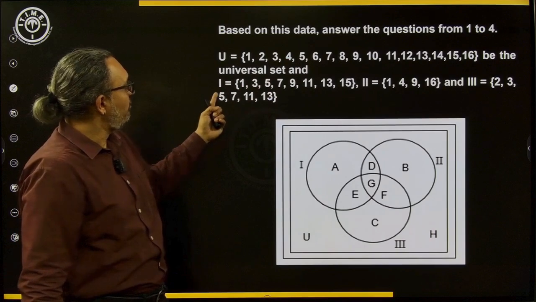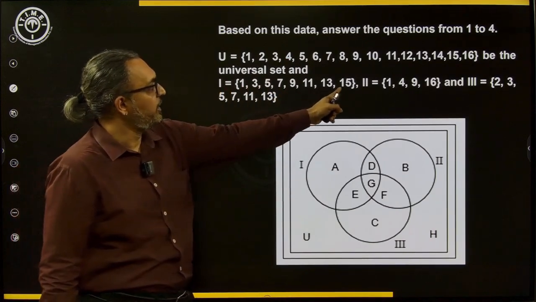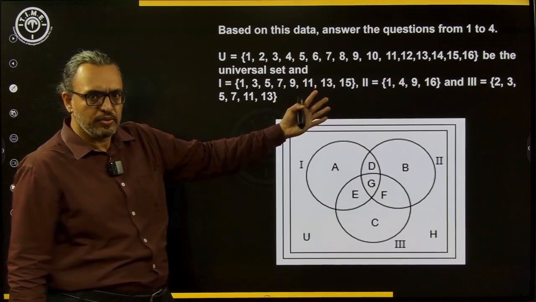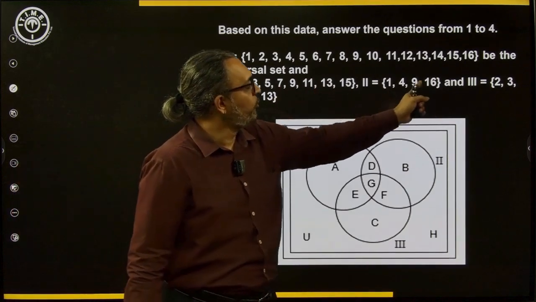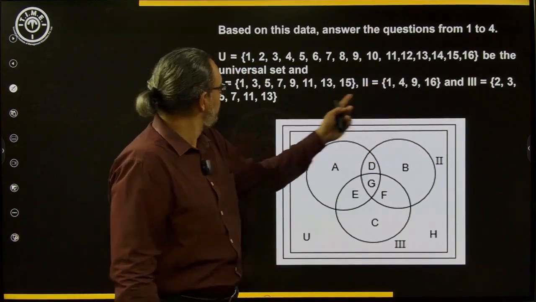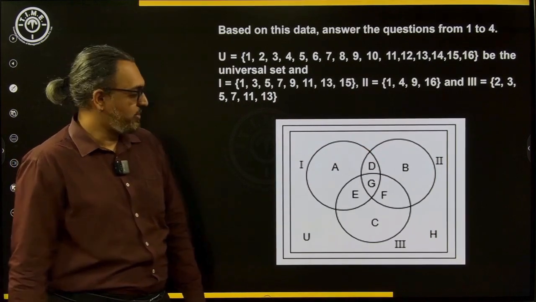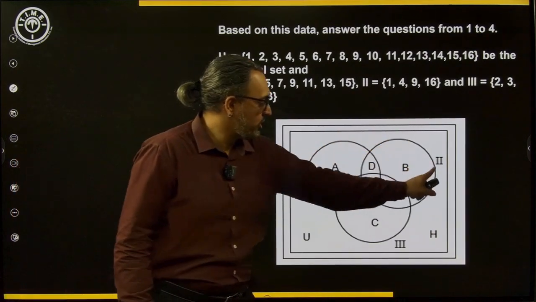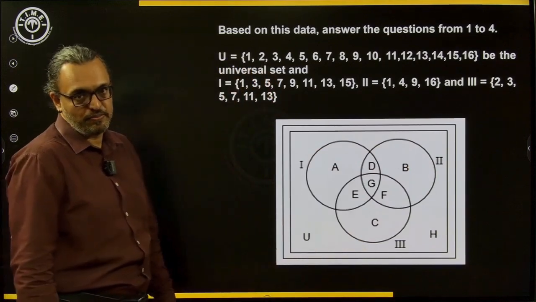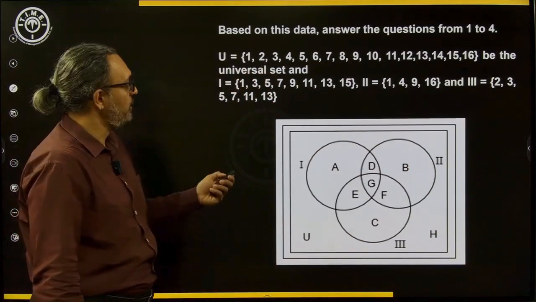Then the first circle says 1, 3, 5, 7, 9, 11, 13, 15, odd numbers. Then 2 is 1, 4, 9, 16, squares. And 3 is 2, 3, 5, 7, 11, 13, they are prime numbers. So 1 is odd numbers, 2 is squares, 3 is prime numbers. Now based on this, we have to start answering our questions.